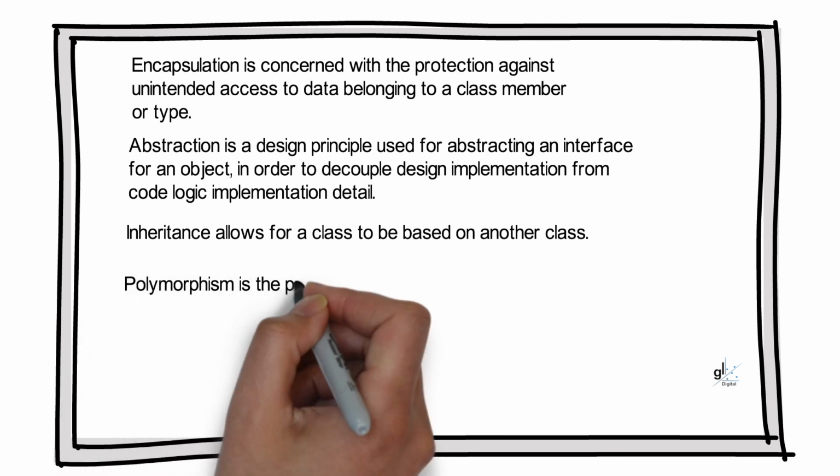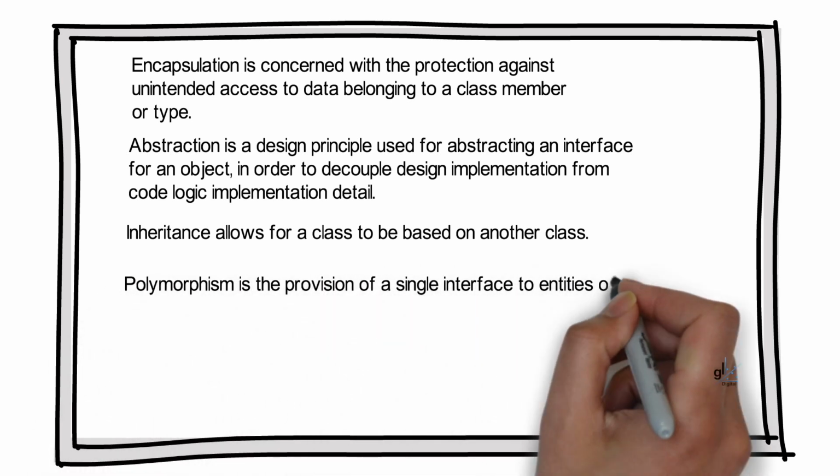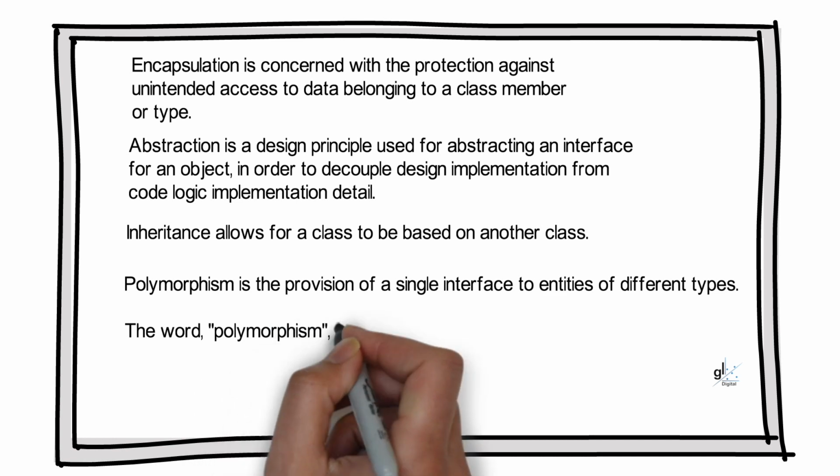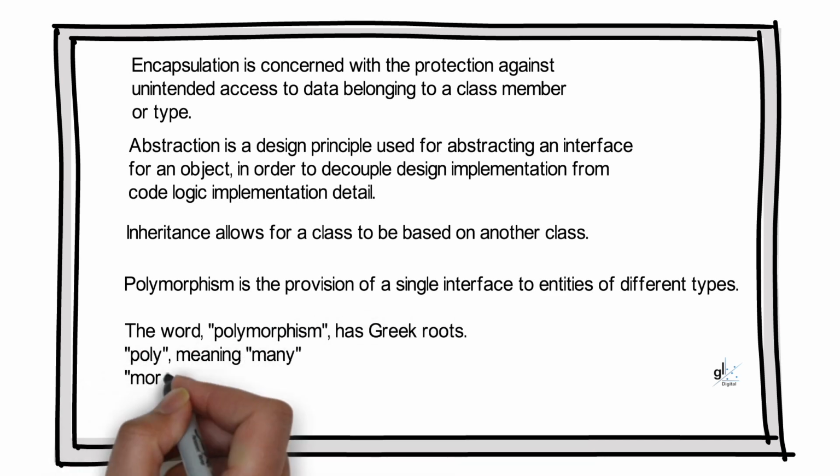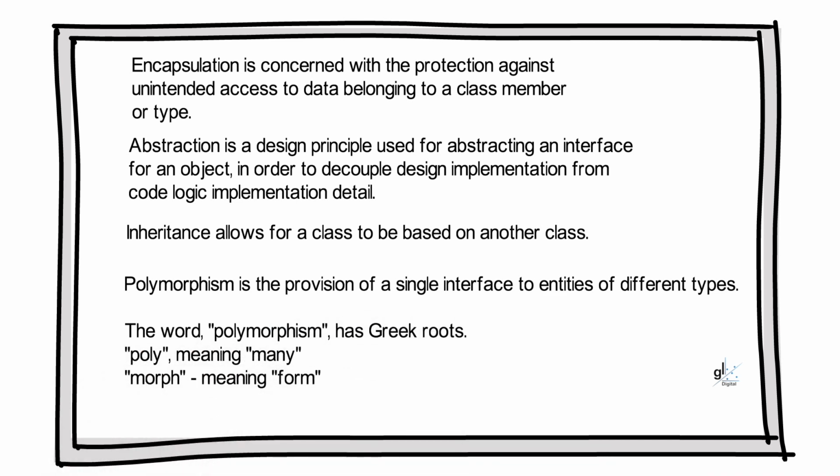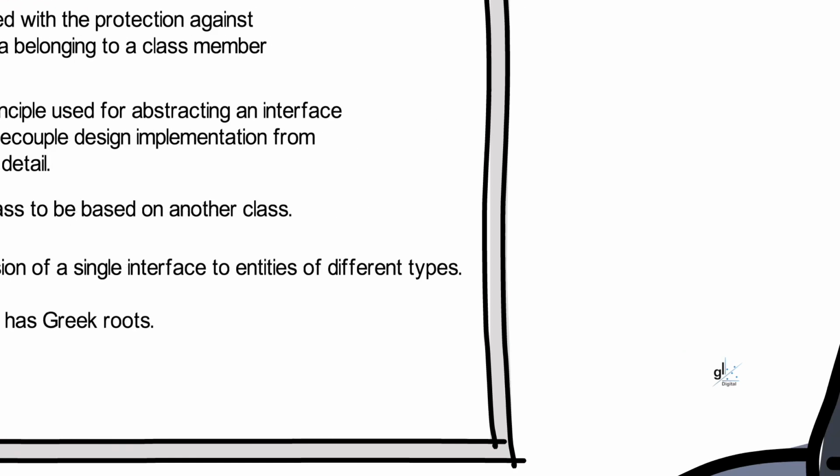The principle of polymorphism is the provision of a single interface to entities of different types. The word polymorphism has Greek roots, poly meaning many, and morph meaning form. A polymorphic object can take on many forms, but this principle will be explained in detail in an upcoming tutorial.